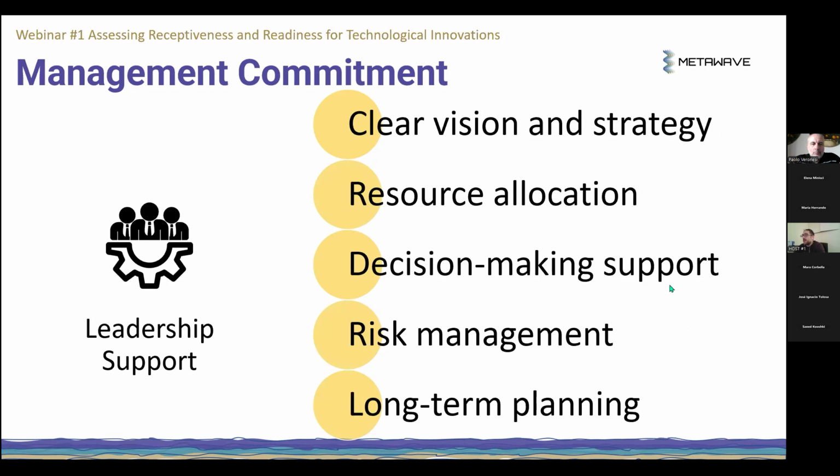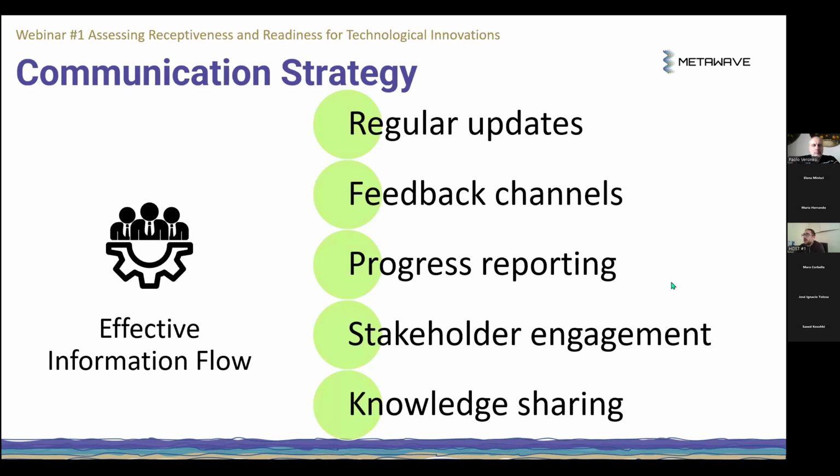There should be an effective information flow and clear vision and strategy regarding the resource allocation within the industrial domain. At the same time, there should be decision-making support and risk management, as well as long-term planning, in order to help the higher-level managers lead a company and provide new aspects of how they are going to be using and utilizing the new technology within a specific domain.